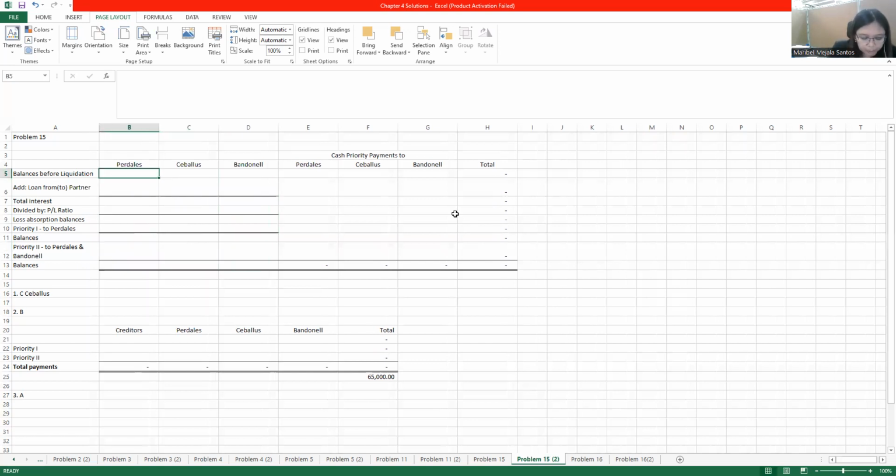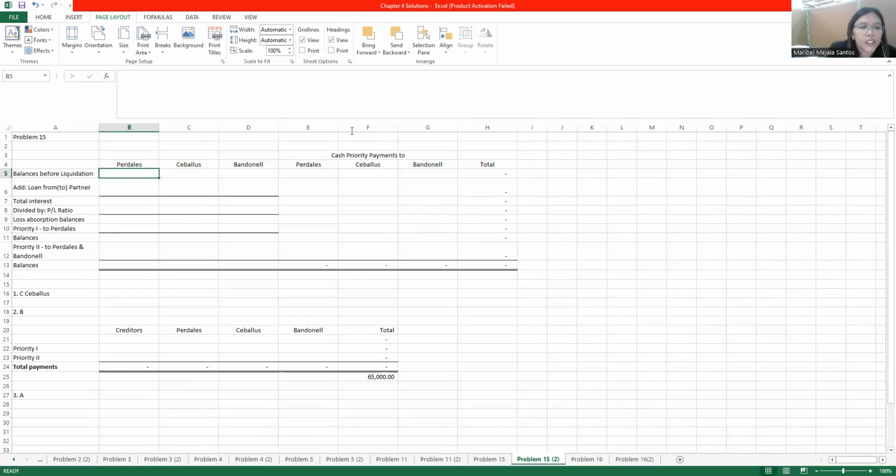let's read the problem. The assets and equities of Perdales, Cibalos, and Bandonel Partnership at the end of its fiscal year ended October 31, 2019 are as follows. Assets, 150,000, and then equities, liabilities, loan from Bandonel is equivalent to that one. Okay, now. First, the partners decided to liquidate the partnership. They estimated that the non-cash assets other than the loan to Cibalos can be converted into 100 cash over the 2-month period ending December 31. Cash is to be distributed to the appropriate parties as it becomes available during the liquidation.